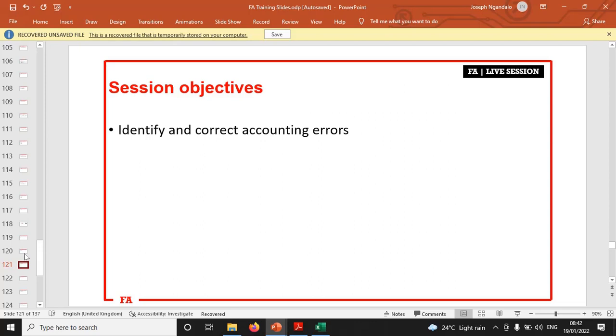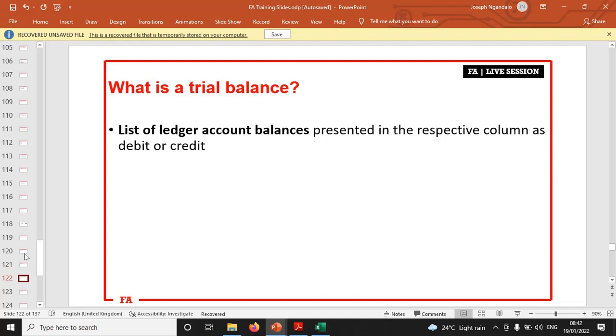So, in accounts, there are certain problems that arise that need to be identified and corrected. So what is the trial balance? It's a list of ledger account balances. Please let us remember this. Somebody is going to ask you a question. What is your trial balance? It is a list.